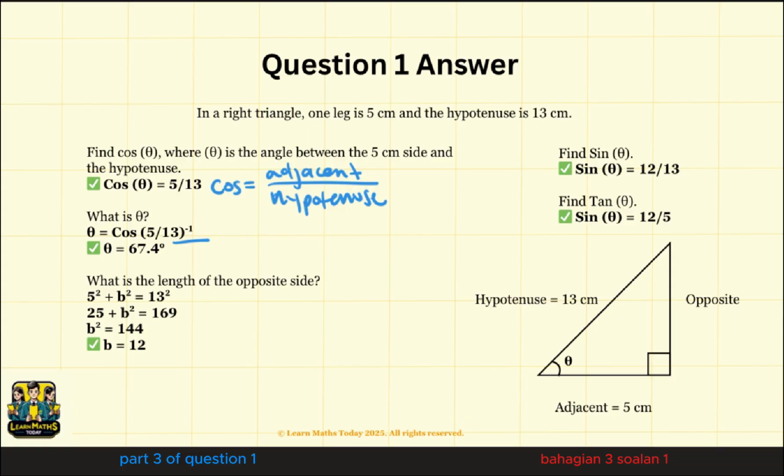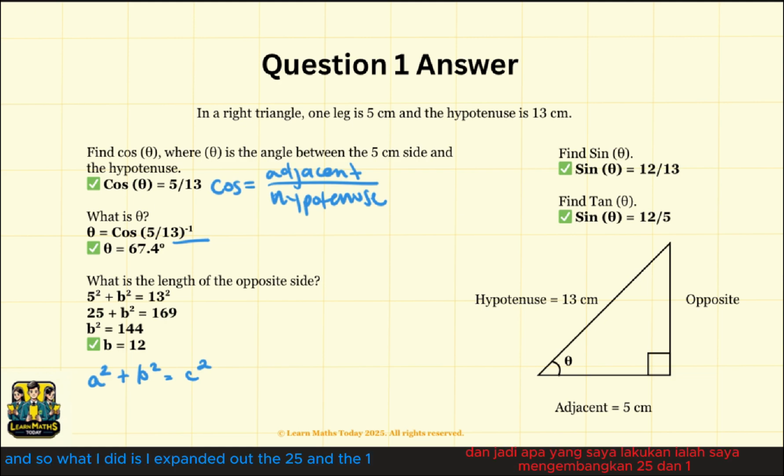Okay, so part 3 of question 1 requires us to go back to Pythagoras' theorem, which, if you recall, can be represented by the adjacent squared plus the opposite squared is equivalent to the hypotenuse squared. And then by using this format, we can just plug the 5 and the 13 into the equation to figure out what b would be, which is the opposite side.